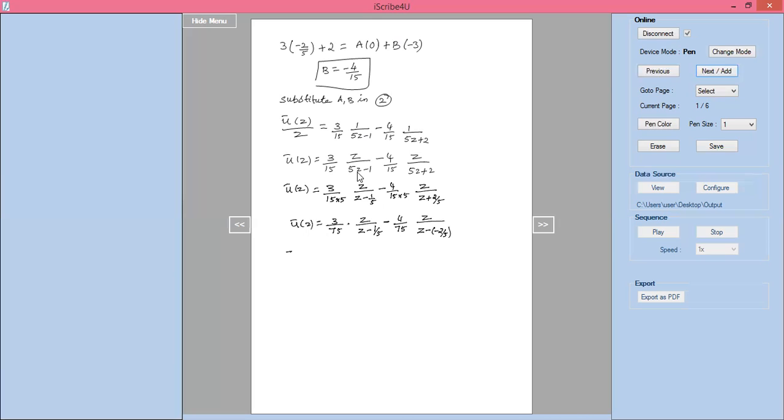Now, z inverse of u bar of z equals 3 by 75 into z inverse of z by z minus 1 by 5, minus 4 by 75 into z inverse of z divided by z minus of minus 2 by 5. Now you'll write this as u n equal to 3 by 75 into 1 by 5 whole power n, minus 4 by 75 into minus 2 by 5 whole power n, which is the required solution for the given problem.